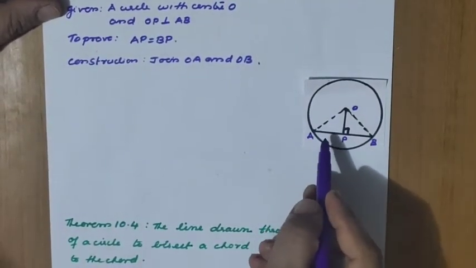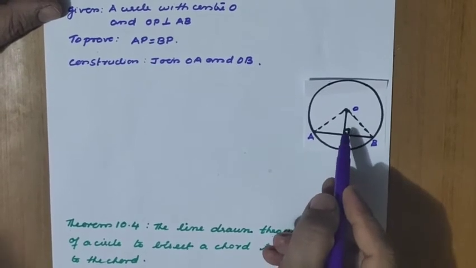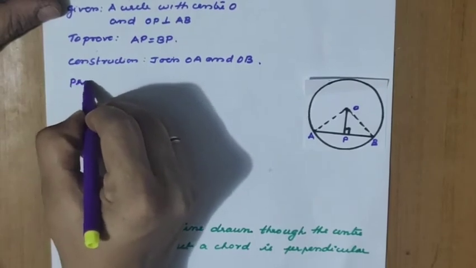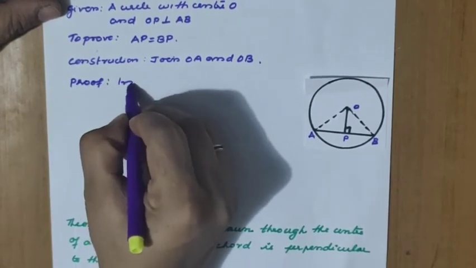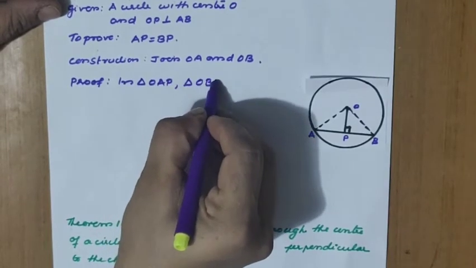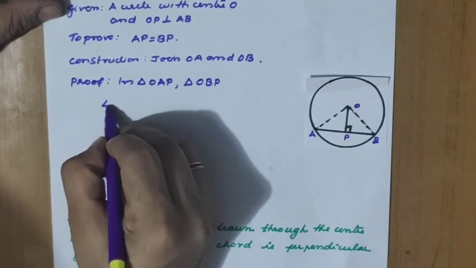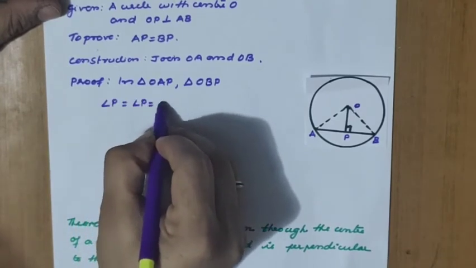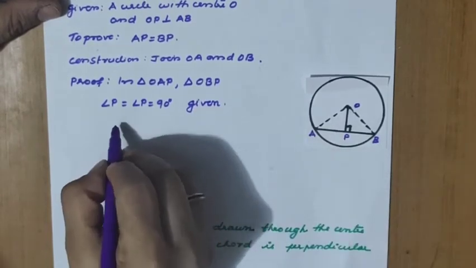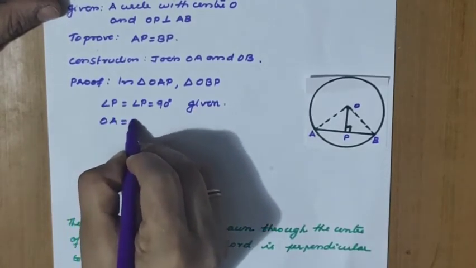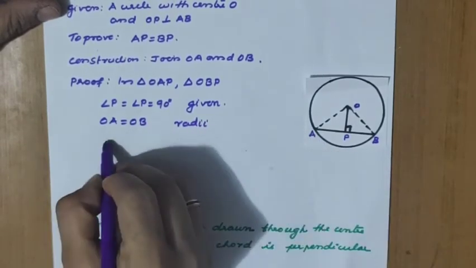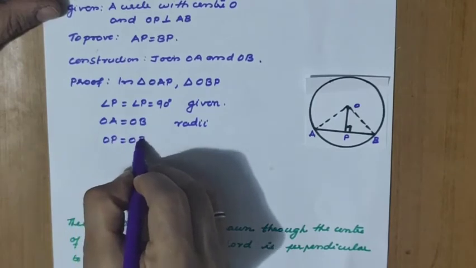Now after joining the OA and OB, you can see that we are getting two triangles, OAP and OBP. So proof now. In triangle OAP and triangle OBP, angle P is equal to angle P equal to 90 degree, given. OA equal to OB. What is the reason? Radii. OP equal to OP, common.